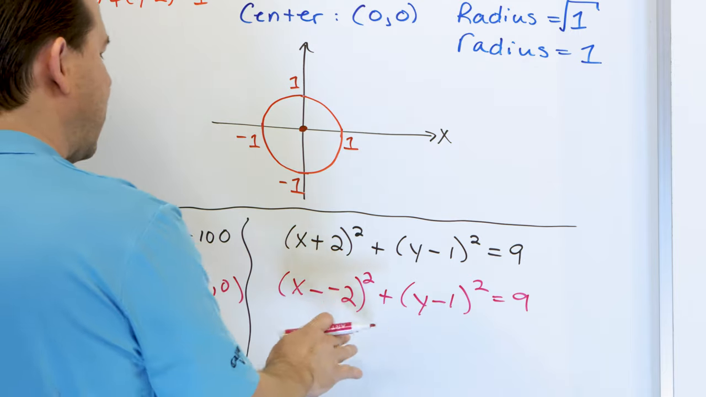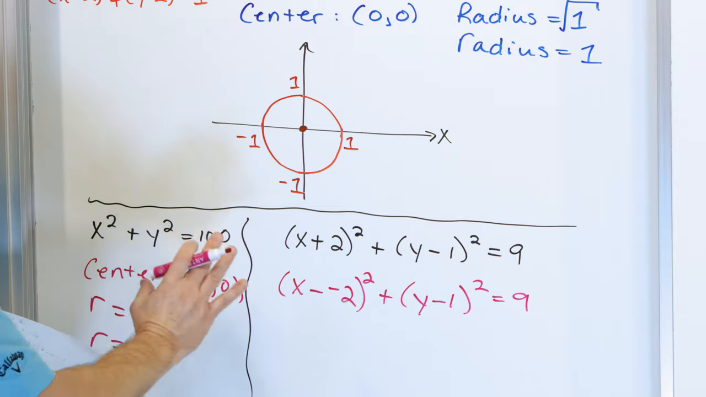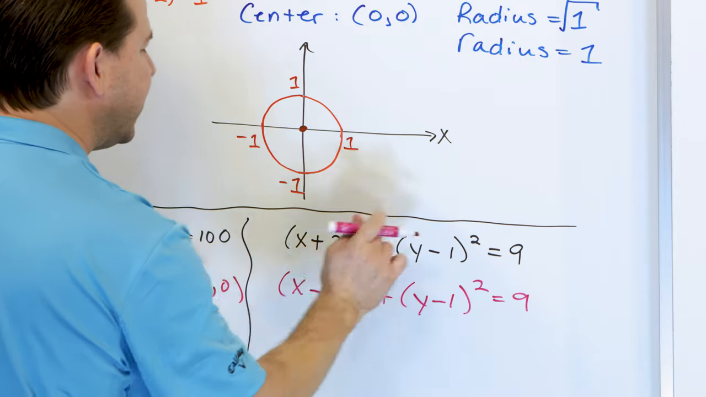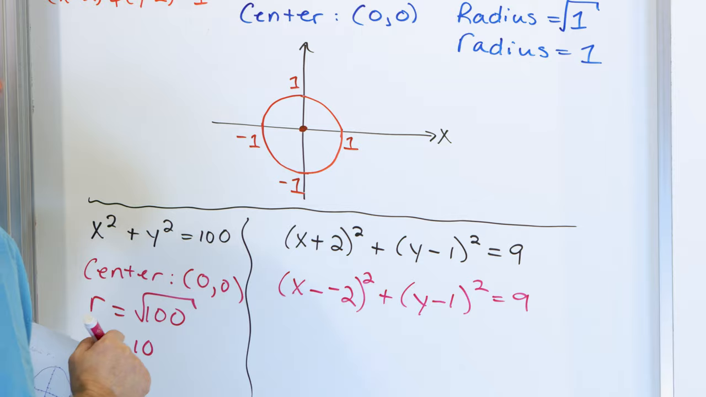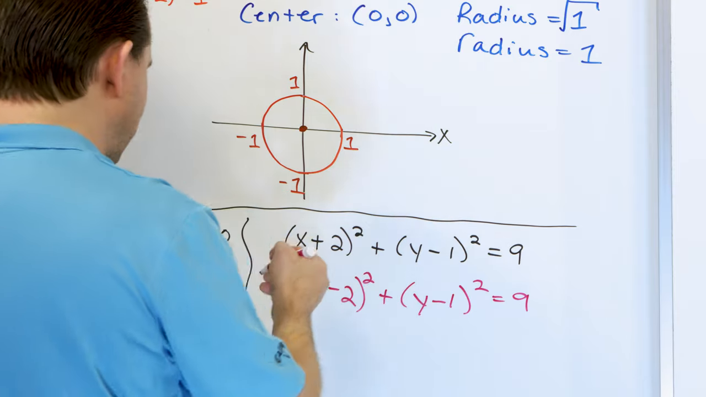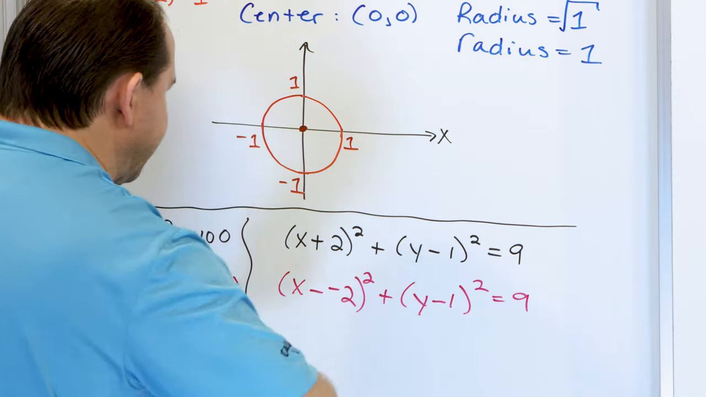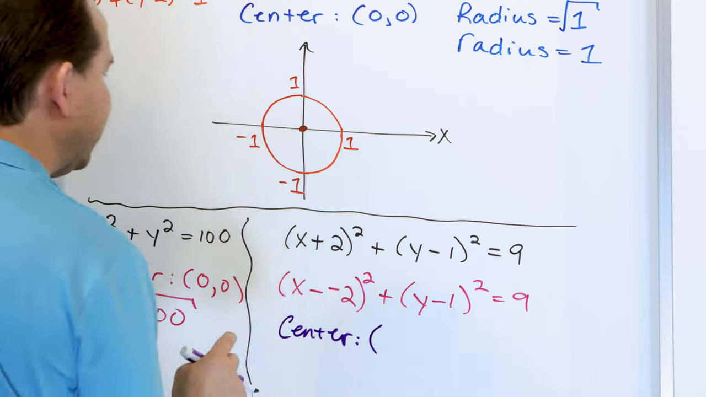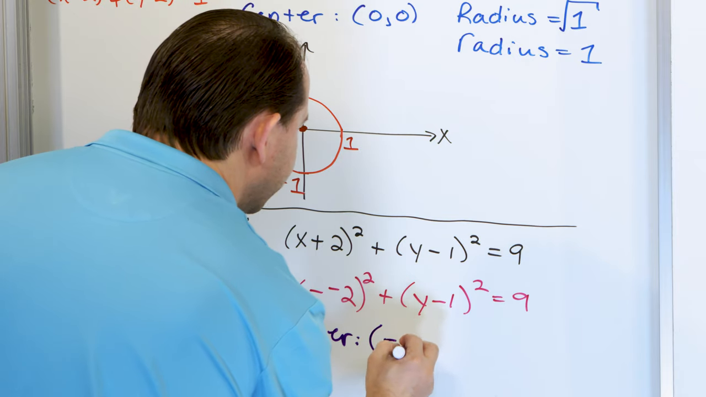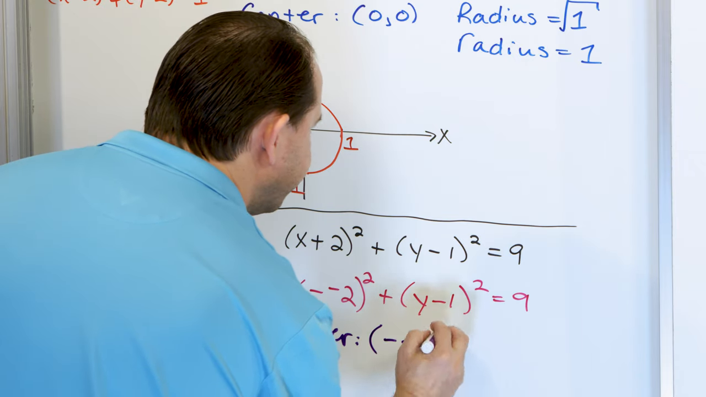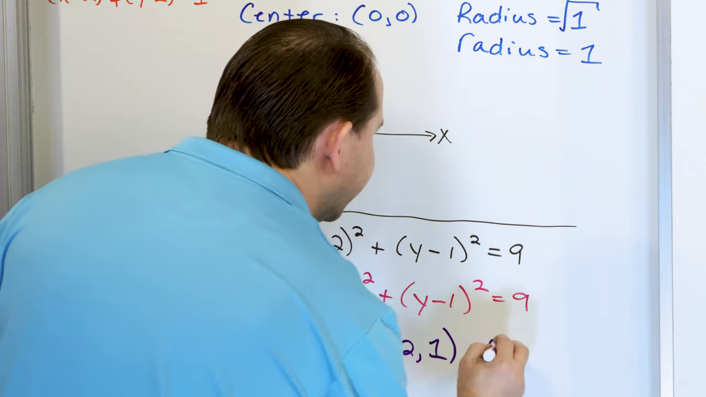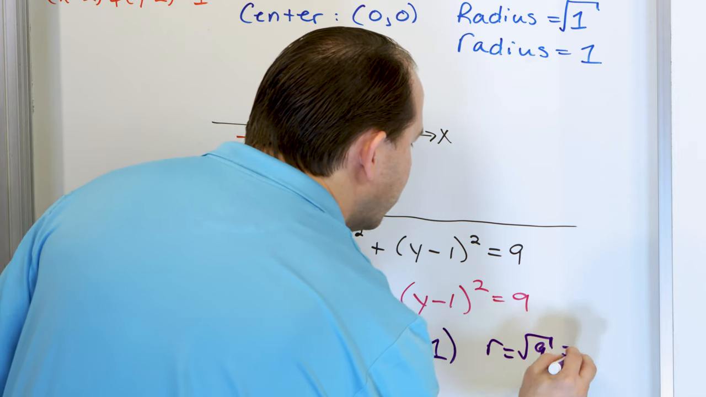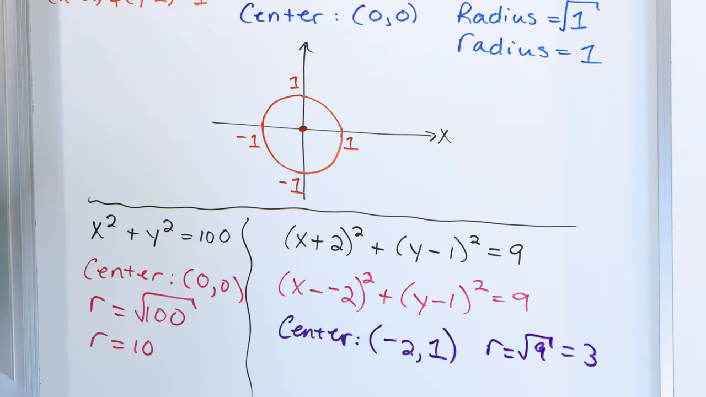So it's a little bit of a convoluted way to think about it, but the way to really think about it is that when you see a plus sign, you actually go the opposite direction, which is left. When you see a minus sign, you go to the right. So the center of this guy is really located at negative 2, comma, positive 1, like this. And the radius is the square root of 9, which is 3, like this.